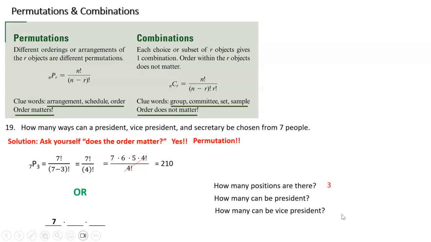So how many can be vice president? It's going to be 6. Why 6? Because one person cannot hold 2 positions. Then how many can be secretary? It's going to be 5. So you see, we get the same thing as the permutation formula. 7 times 6 times 5 will give us 210.